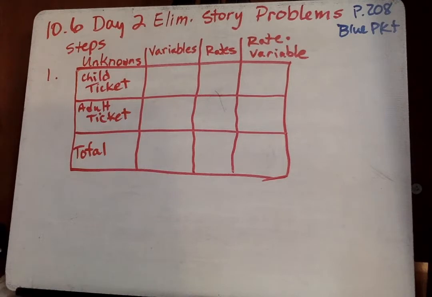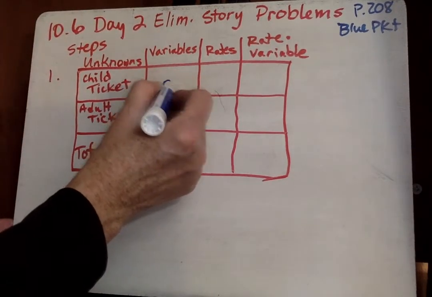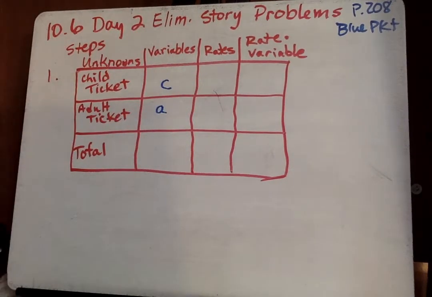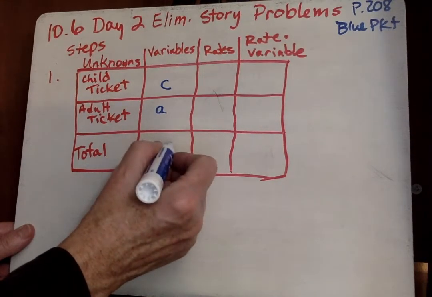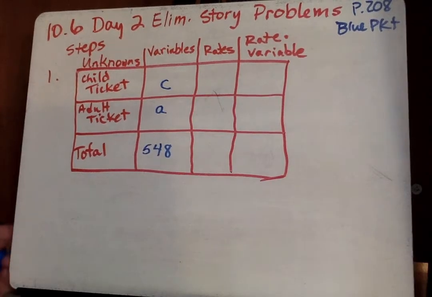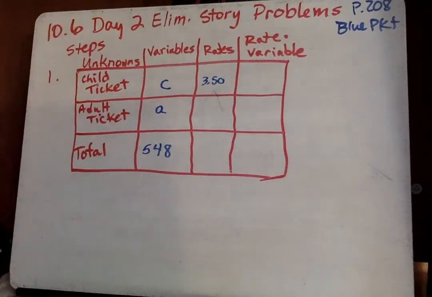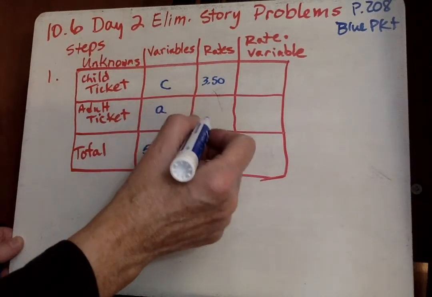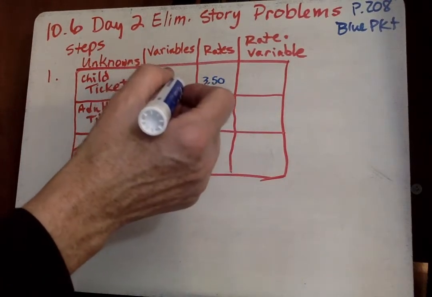So we have our variables. Our child ticket, we're going to put C, and our adult ticket, we're going to put A. And the total of both tickets, it says 548 total movie tickets were sold. Then our rates were the child ticket was $3.50 each, and our adult ticket was $6.50. And we don't put a total for those two.